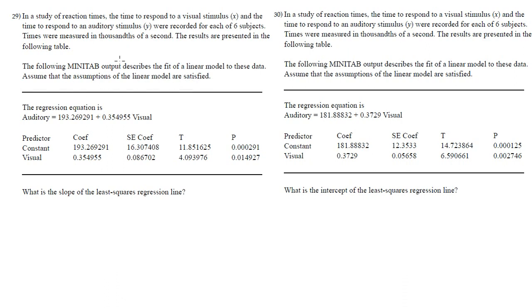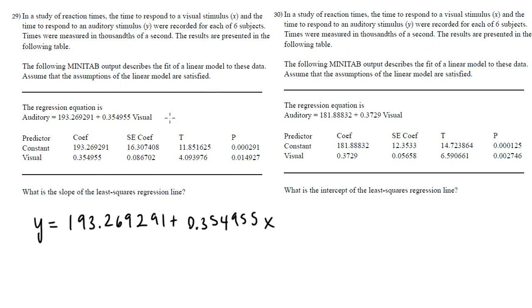So the regression equation, and I'm going to write it without auditory and visual. The regression equation is y equals 193.269291 plus 0.354955x. The visual is my x, right? Visual stimulus is my x. Auditory stimulus is my y. I just replaced it with what they told me.